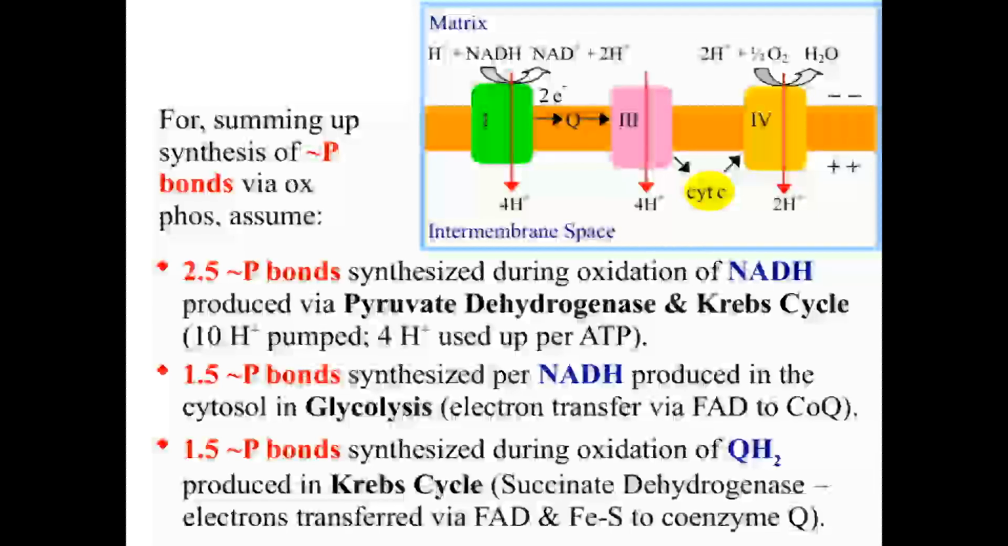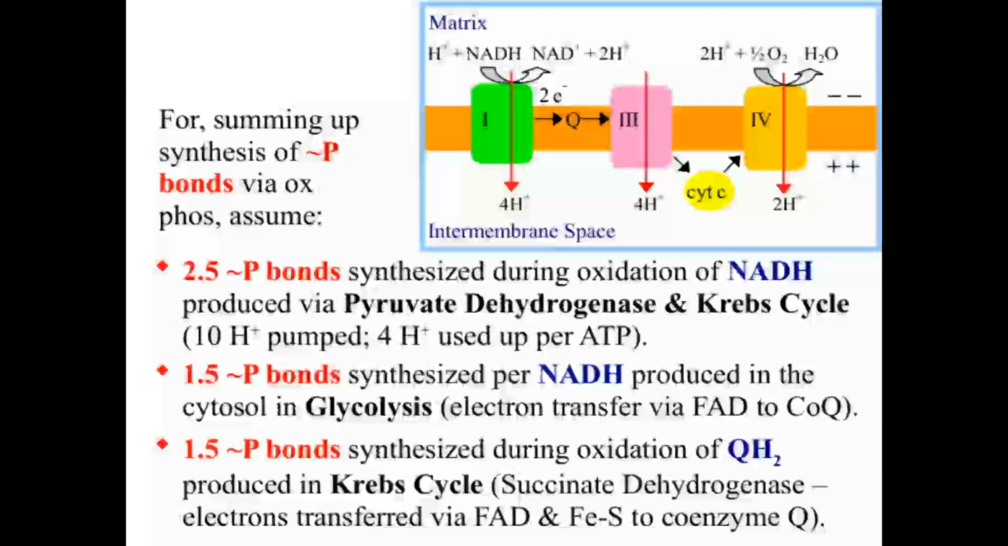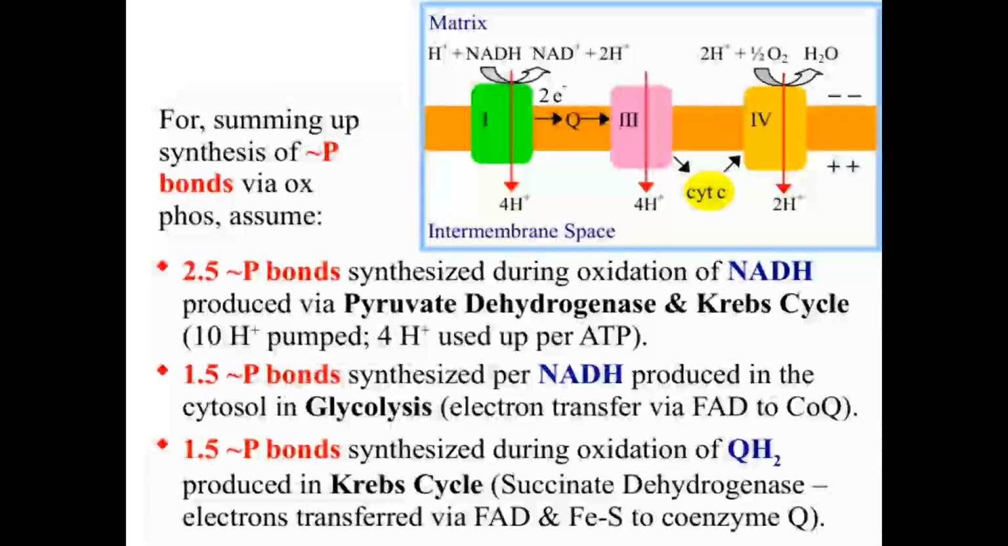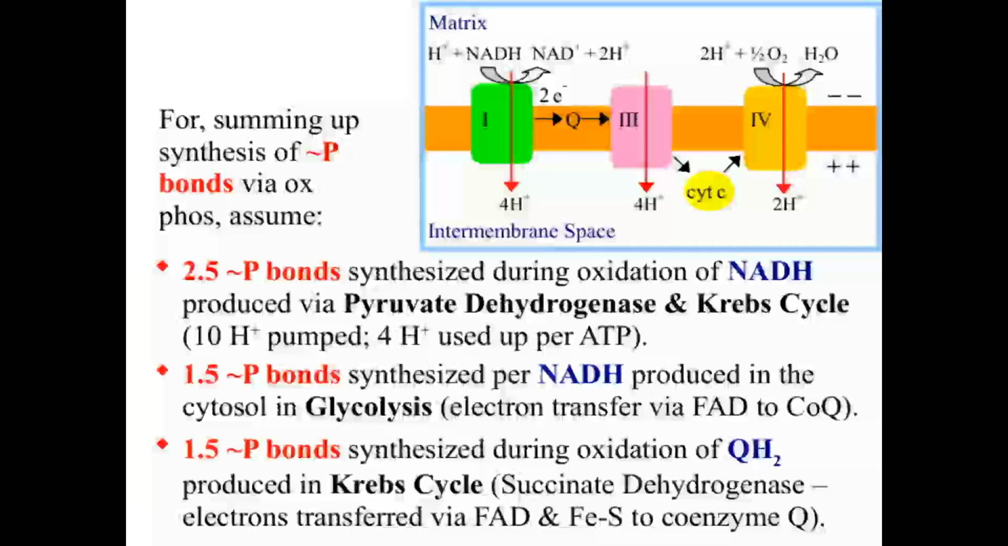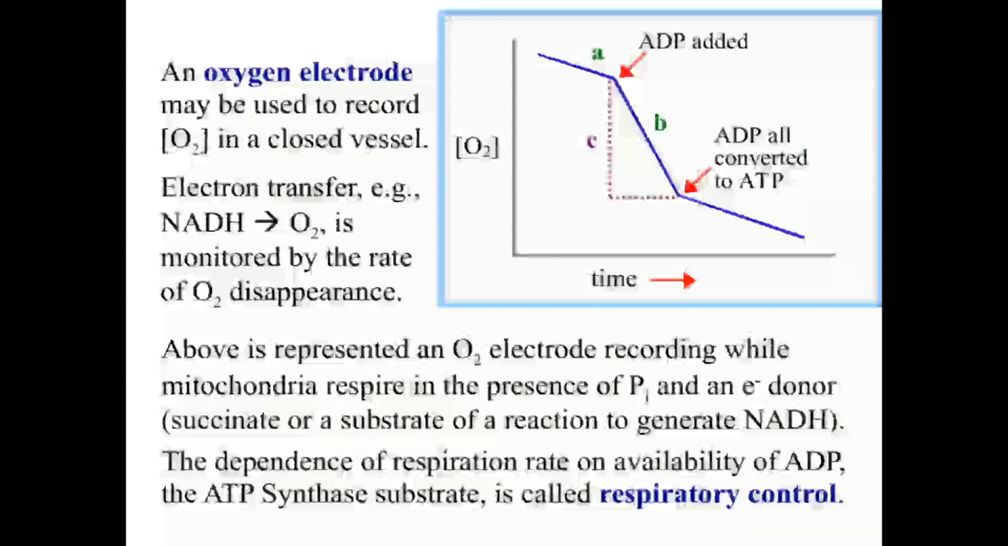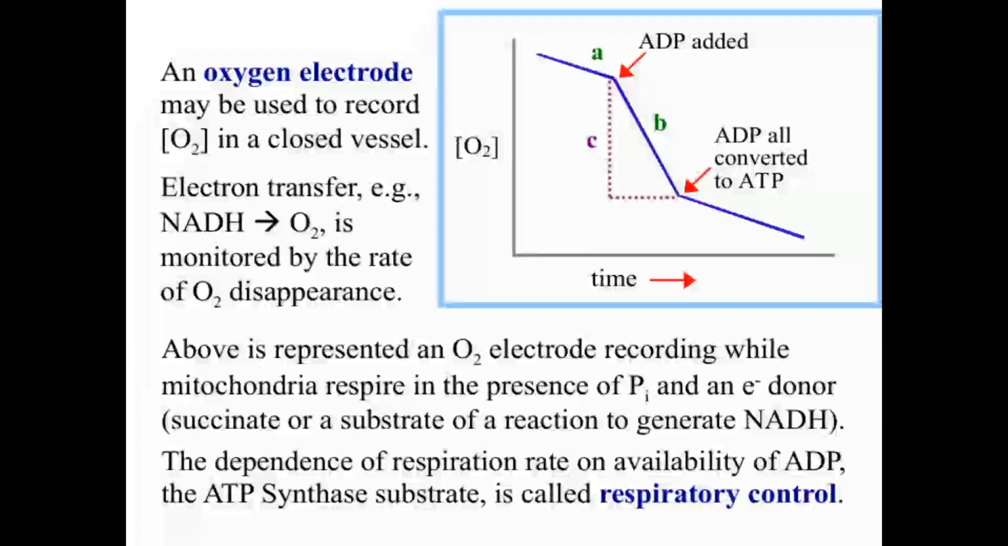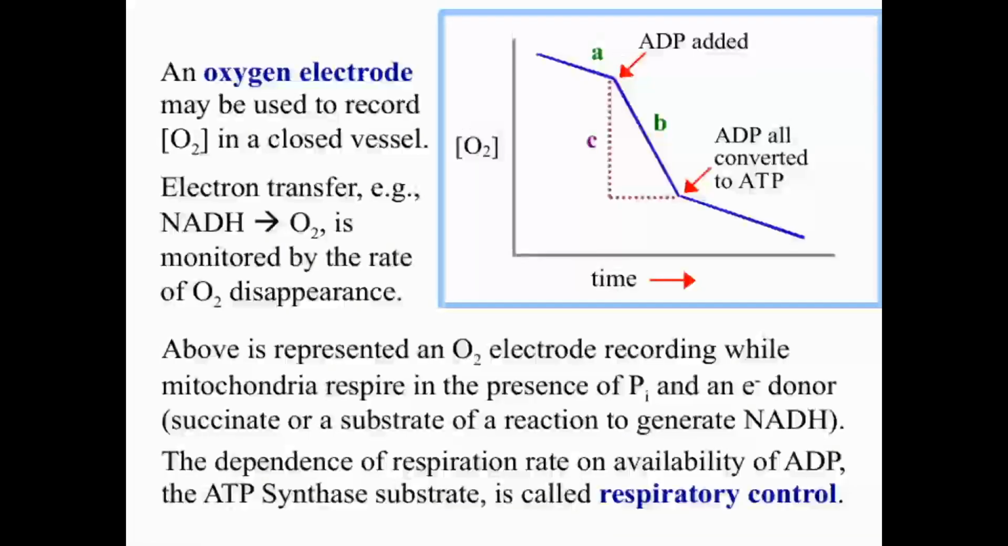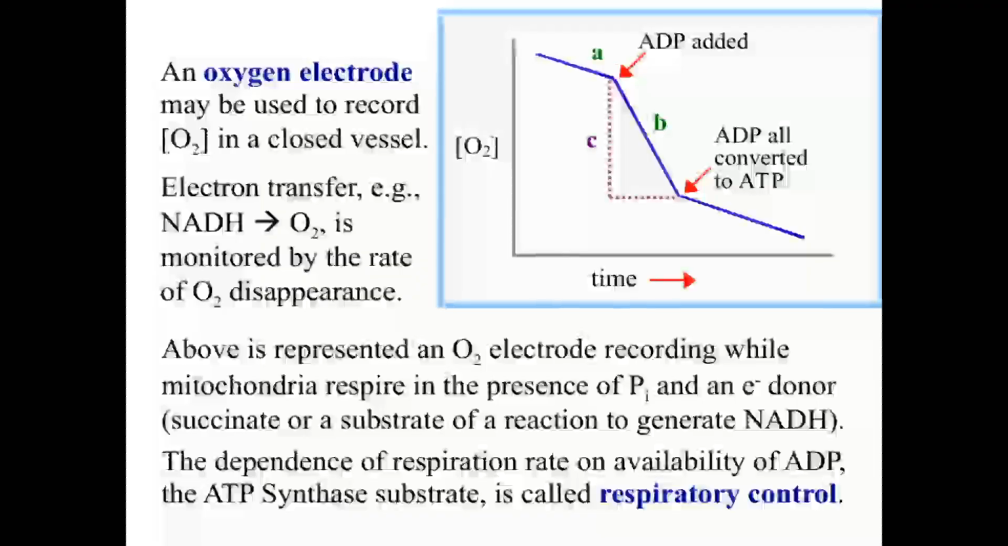On this slide, we see how an oxygen electrode can be used to measure oxygen concentration, O2, inside a closed vessel. Essentially, as mitochondria respire, they consume oxygen, and this electrode detects those changes. When electrons are transferred, for example, from NADH to oxygen, we observe the rate at which oxygen disappears. This rate gives us crucial information about mitochondrial activity.